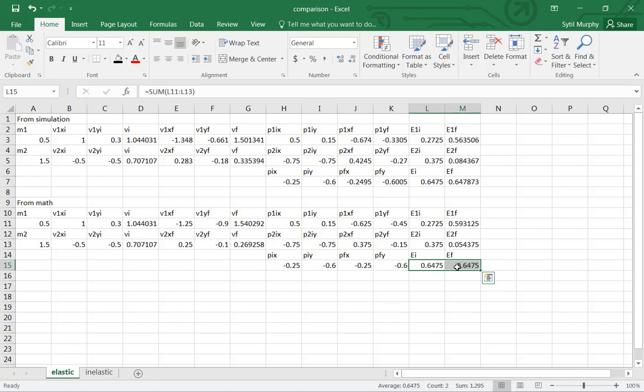There's something going on with how the simulation is doing the calculations that results in it giving things that are close but not quite right, and I don't know what that is. I'm actually going to ping the people at PhET and say, hey, something's up. See what they say.